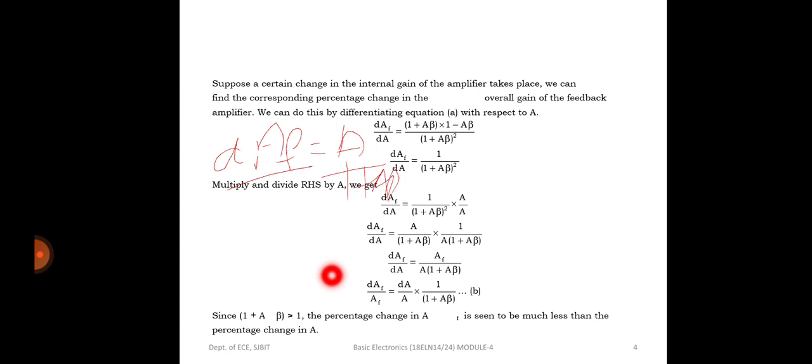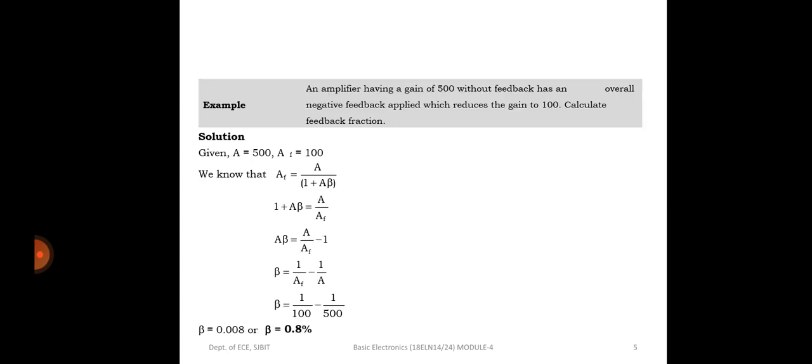That means that whenever we have the term 1 plus Aβ in the denominator, if that factor is greater than 1, the percentage change in the closed loop gain AF is seen to be much less than the percentage change in the gain of the amplifier without feedback. So this is the inference, which speaks about the stability of the feedback amplifier.